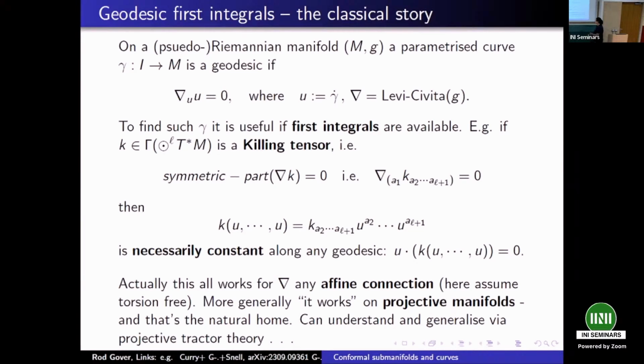All right. In fact, this is part of a more general story. This works for any affine connection. In fact, there's a projectively invariant part of this story, but I won't be doing that today, just to say that there is a path you can go down there.